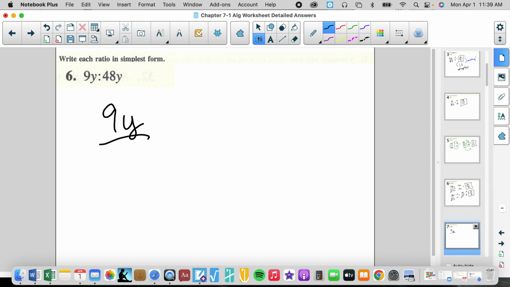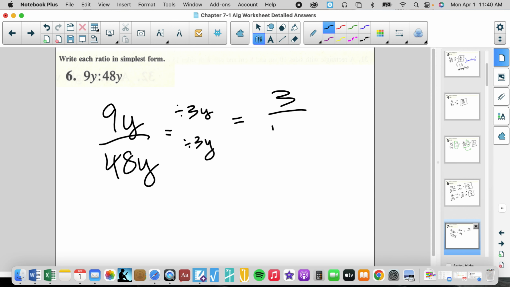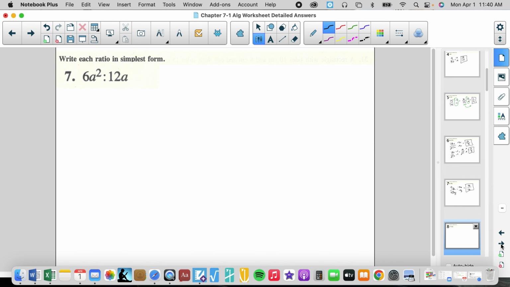9y/48y. The y's definitely going to cancel. I'm going to divide by 3y, and that gives me 3 over 16. And 3 over 16 cannot be reduced. 3 does not go into 16.